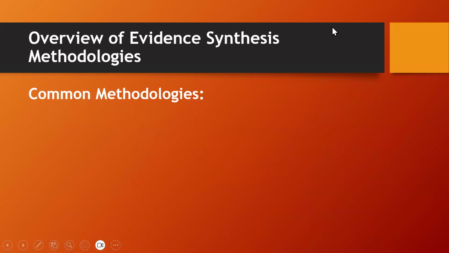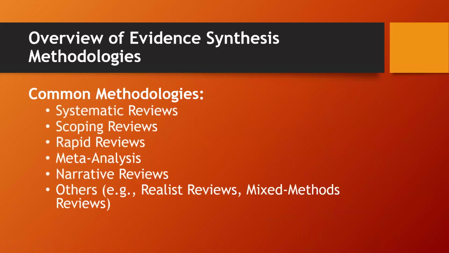So what are the common methods that can be used in evidence synthesis? So these are the common methods. One is the systematic review. Another one is the scoping review. Another is a rapid review, meta-analysis, narrative reviews, realistic reviews, mixed method reviews.